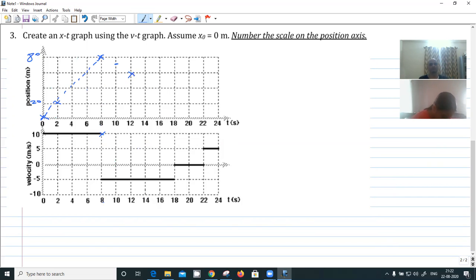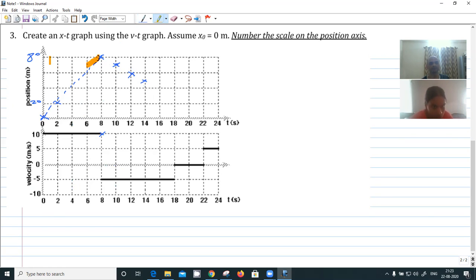For the next 12 seconds, see your velocity: while going up, this velocity is 10. While coming down, the velocity is minus 5. So it will go down by half. While going up in 2 seconds, it went up by one division. While coming down, it will go by half division. See, from 6 to 8 seconds, it went from here to here, right?